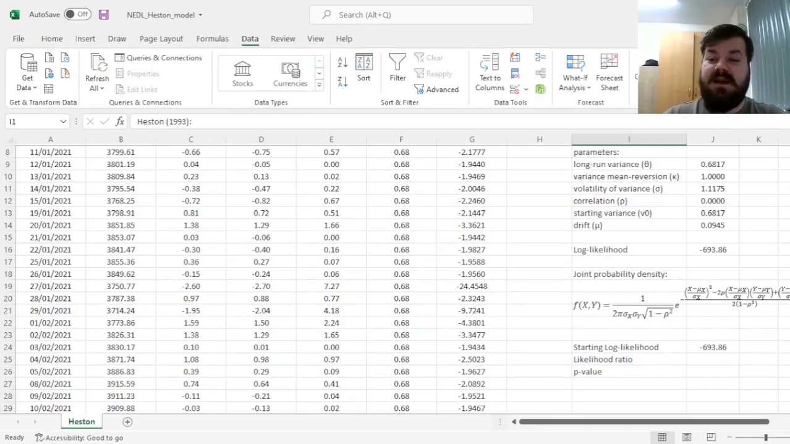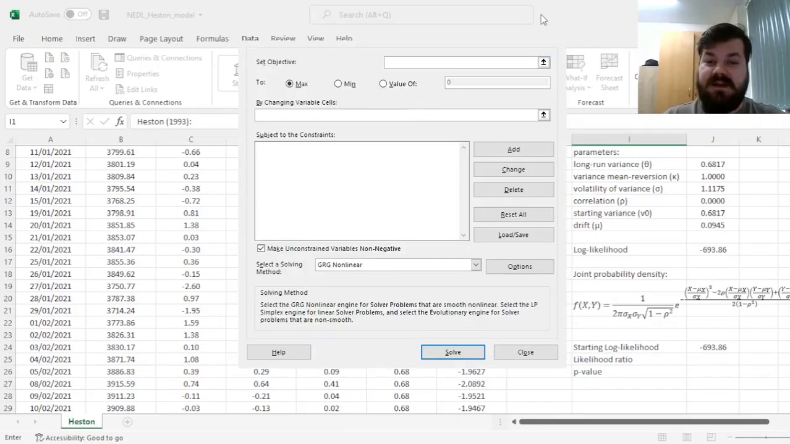So we go data, solver, and specify our task. We want our log likelihood to be maximized by changing the cells representing our parameters. And we want to untick this condition, as we might want some of our parameters, most notably correlation and drift, to potentially be negative. And even if some parameters should not be negative, we accounted for it by implementing the if error condition, so we don't have to worry about it.